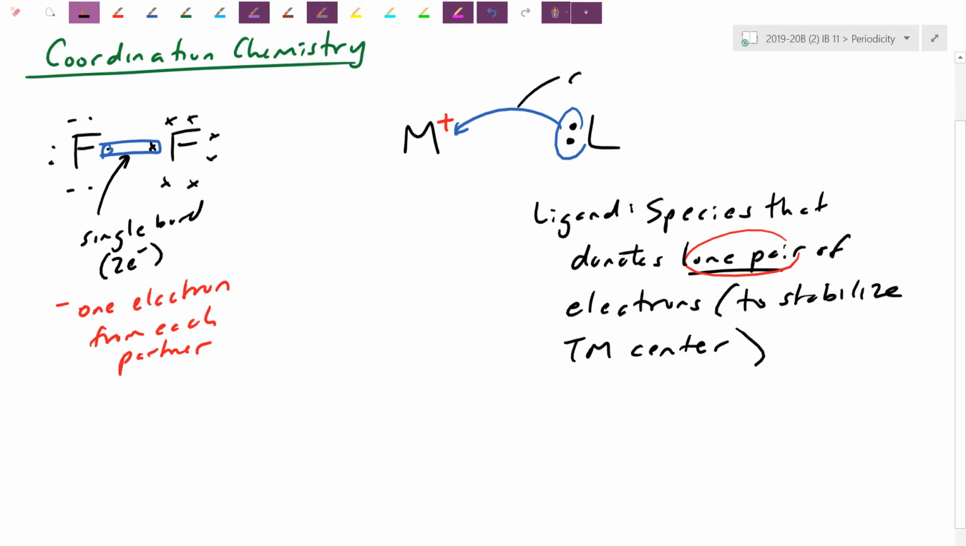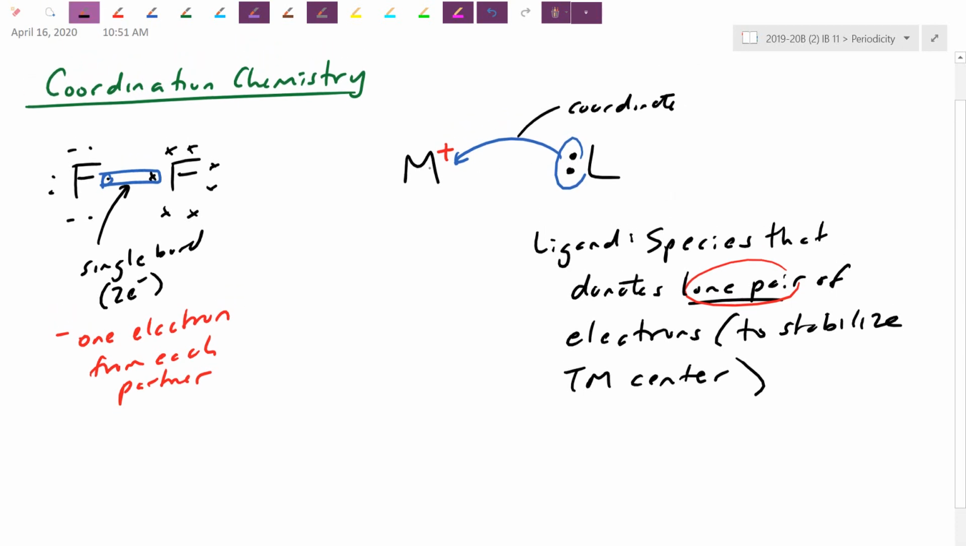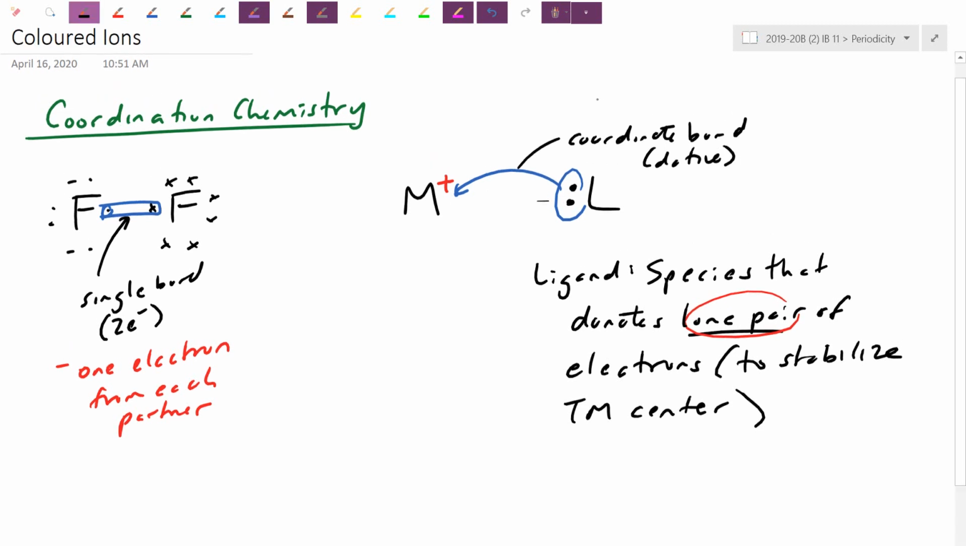This is referred to as a coordinate bond. We always draw arrows from electrons to where they're headed. So even though the metal is also attaching to the ligand, I don't go metal, arrow, ligand. It goes from the electron pair to the metal center, called a coordinate bond or a dative bond. And you see that the special case here is both electrons come from one neighbor or from one partner.